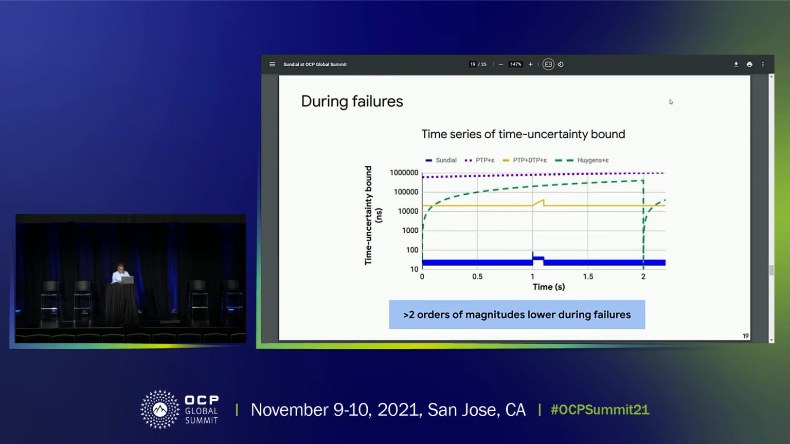Then we also look at the behavior under failure. Here we plot the time series of the time uncertainty bound around the instance of failure. We show that with Sundial, it also improves the time uncertainty bound by more than 2 orders of magnitude. Next slide, please.